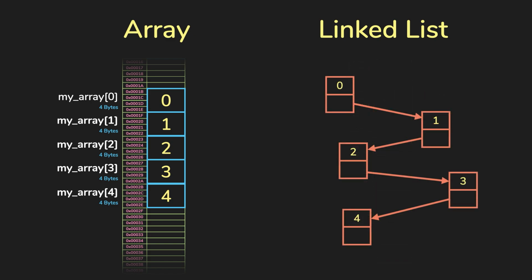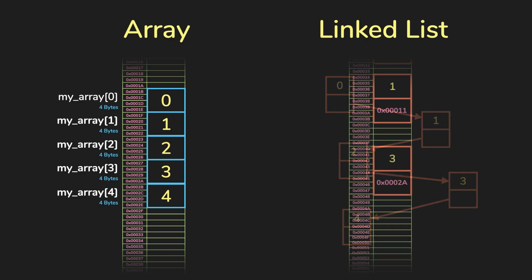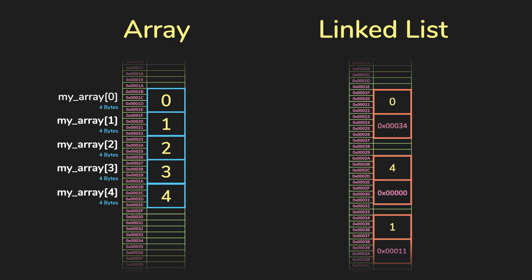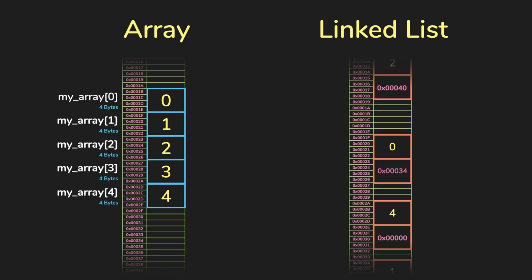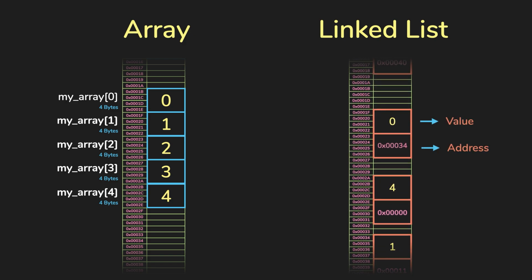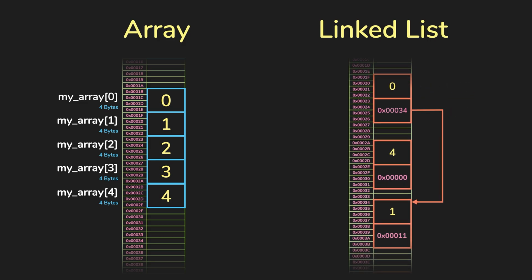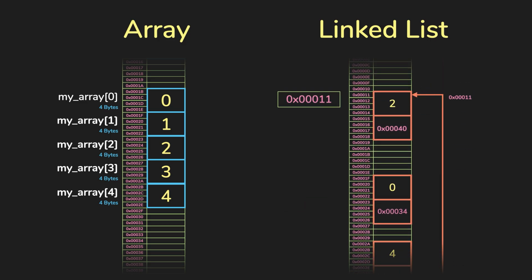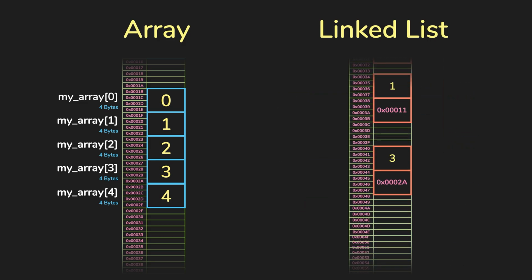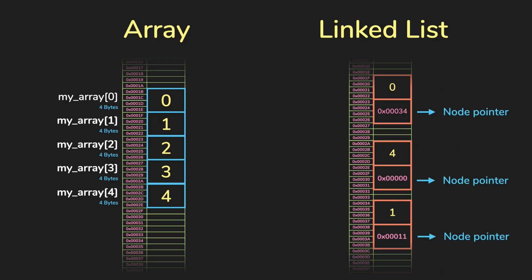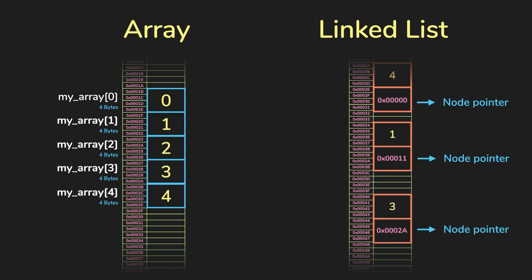Let's say this is a linked list of size 5 with numbers 0, 1, 2, 3, 4, the same length as our array, but with a linked list. This is what it could look like in memory. And if we look closely at each node, you'll notice that they contain a value and also an address, which leads to the next node. And that is how they're linked together. We usually call this a node pointer because it's an address pointing to another node.